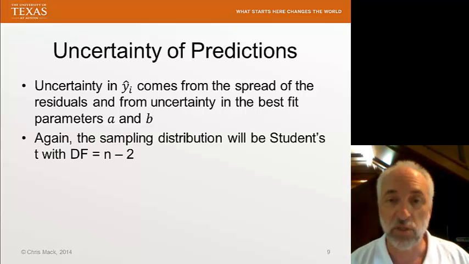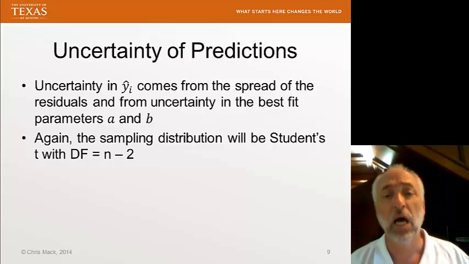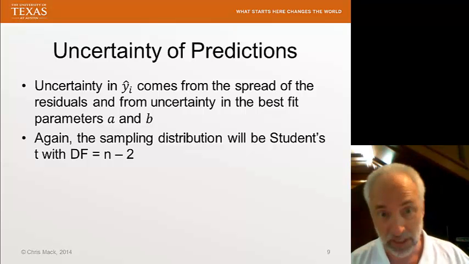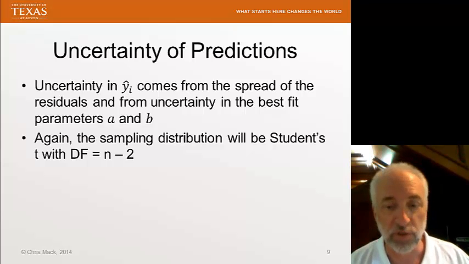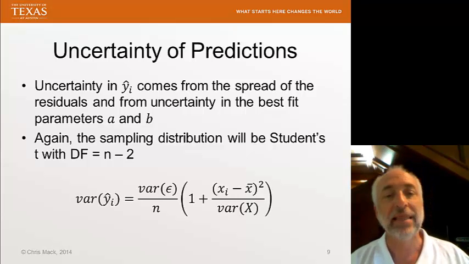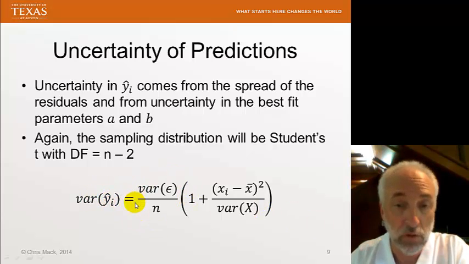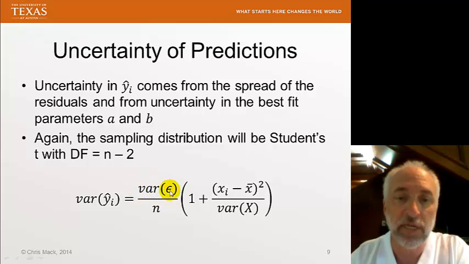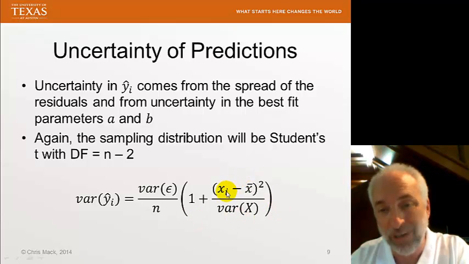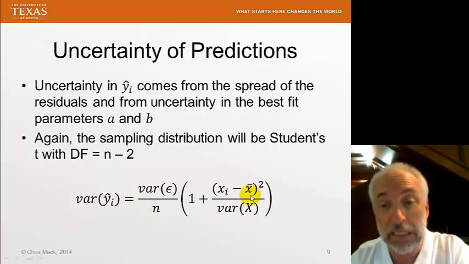Again, the sampling distribution will be Student's t and have a degree of freedom of n minus 2. If I have a large n, then the Student's t distribution will revert to a normal distribution, and that will be the large sample limit. The variance in my predicted value y hat will have the same term, the variance of the residuals divided by n. But now I will have to look at how different the xi value is that relates to my predicted value of y compared to the mean.